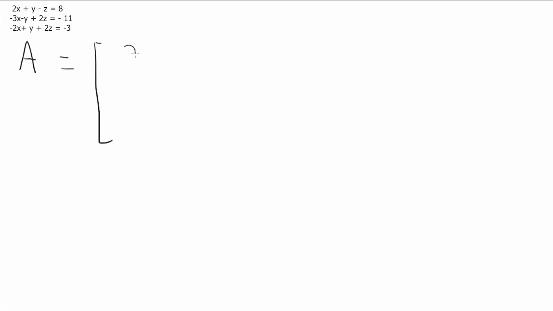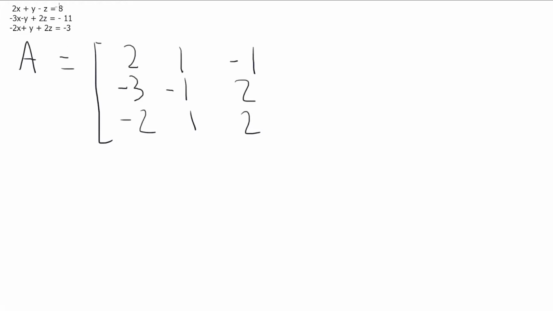So we have 2x, so we write 2, plus y, well that's just plus 1y, so the coefficient is 1, minus z, well that's minus 1z, which is just minus 1. And we're going to do this for the other two equations as well. So go ahead and write negative 3, negative 1, 2, we have negative 2, 1, and 2.